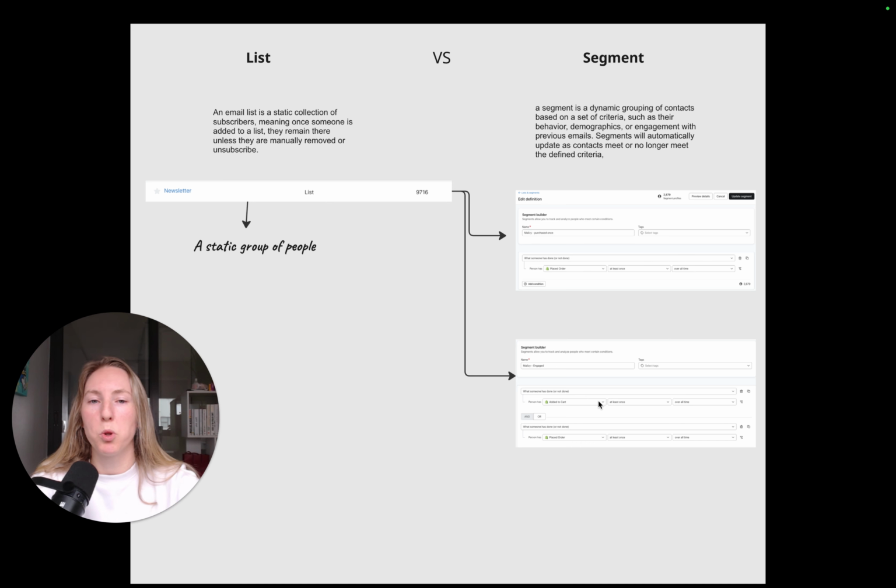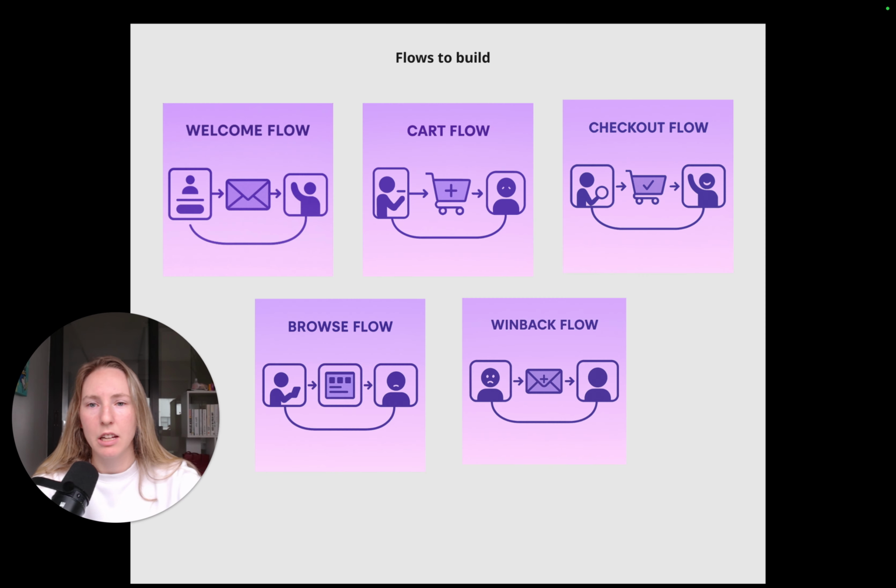That is the difference between a list and a segment. And I'll get into why that's so important later. But now here are the flows that you want to build. So going back to the flows, these are the flows that you want to build. And these are the 5 main ones that you should have in place. You don't have to worry about the complicated ones for now. I have other videos on that.